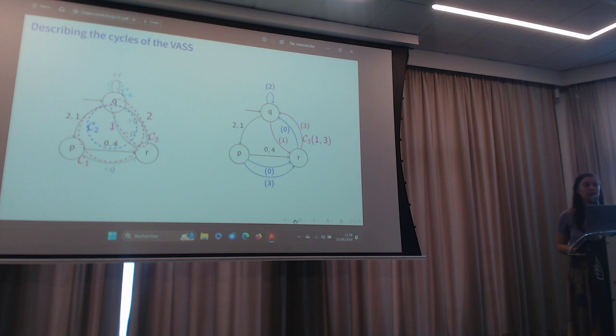So if you took a longer cycle from the branching VASS, you would have like a 3 or 4 tuple of variables, right? Yes, 3 or 4. Okay.